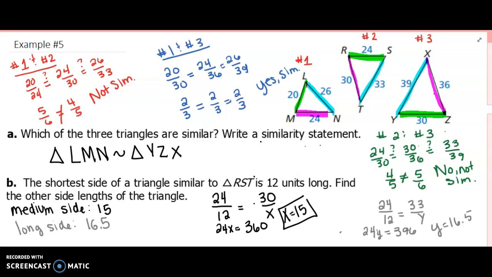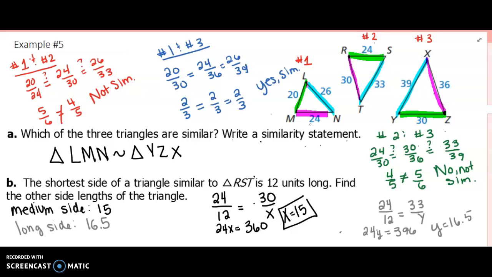Okay, so let's go over these. So I just labeled my triangles 1, 2, and 3, as you can see, above them in red. And then I highlighted all their shortest sides green, all their middle sides purple, and all their longest sides blue. And so I know if they are similar, then the corresponding sides are going to be the small side with the small side, the medium side with the medium side, the long side with the long side.